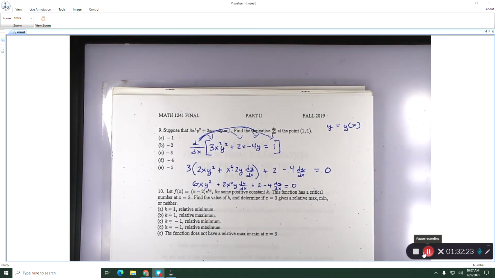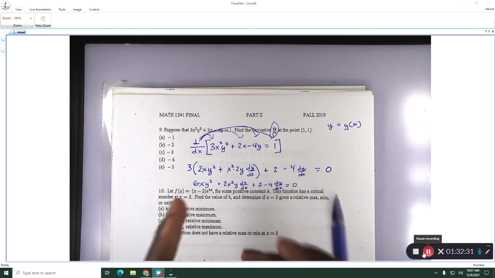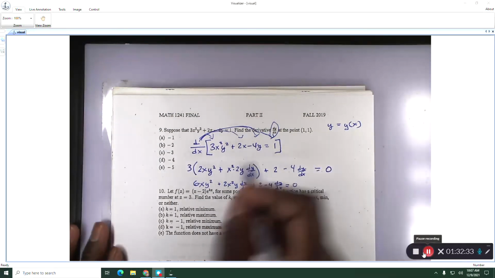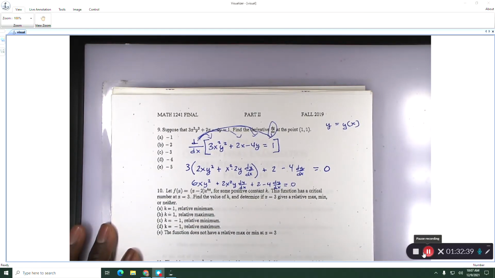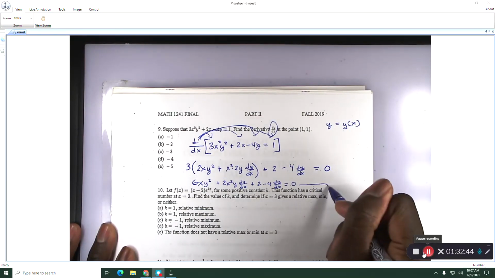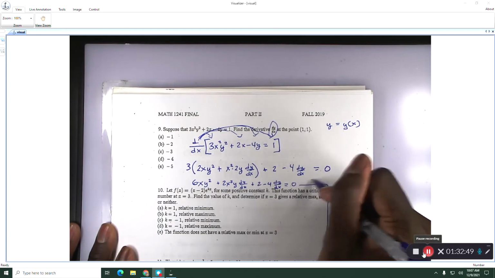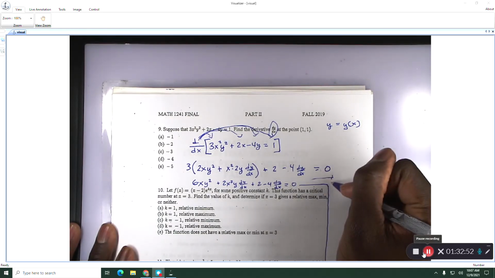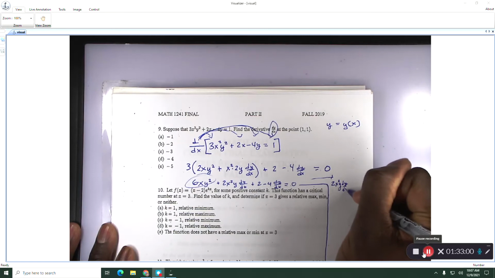Now what I want to do is find dy/dx at the point (1, 1). So I have to isolate dy/dx. Every term that does not have dy/dx, I'm going to put on the other side. I'm going to need a little bit of space, so I'm going to hijack some space from these other problems. Over here, I'm going to subtract this, and so 2x squared times y dy/dx.